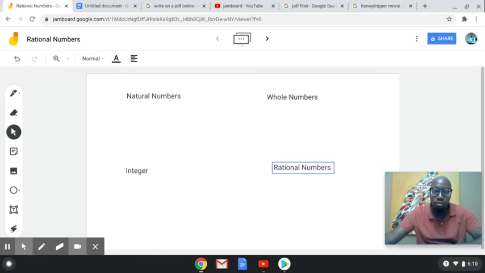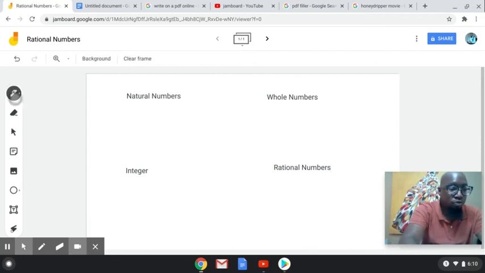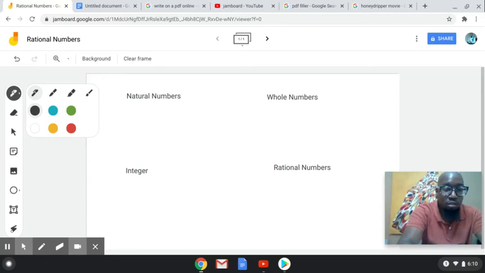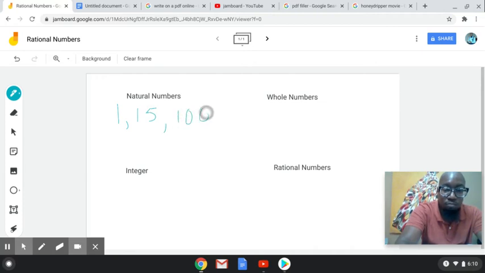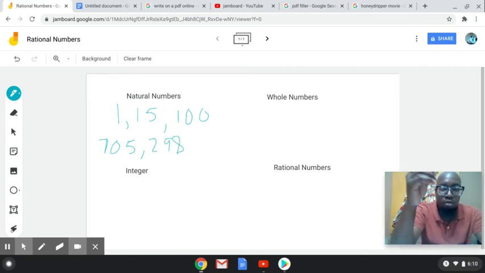All right. So when you were in elementary school, you were introduced to what we now in high school call the natural numbers. Okay. And so the natural numbers are just the numbers you use every day just to count, or to tell your age or things of that nature. So for instance, natural numbers are numbers such as 1, 15, 100, 700, 5,298. Okay. Those are the natural numbers.